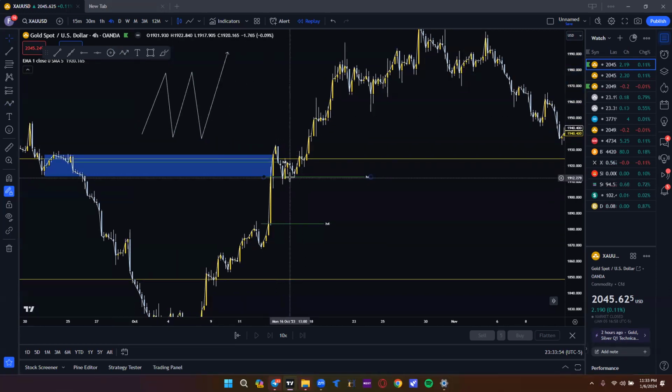You can monitor examples, right? This is a rejected level. And then we're going to look for another rejection at that level, and then we're going to take our position above, being that we had the breakout of the daily.